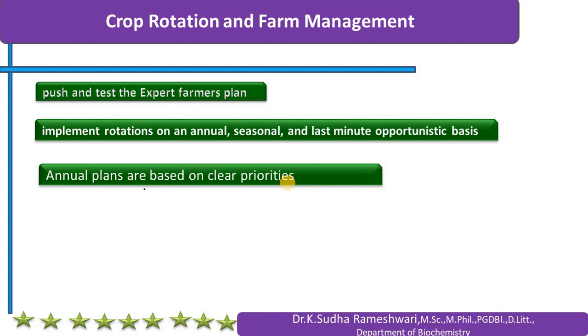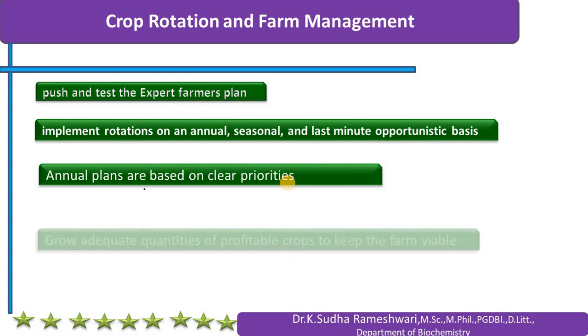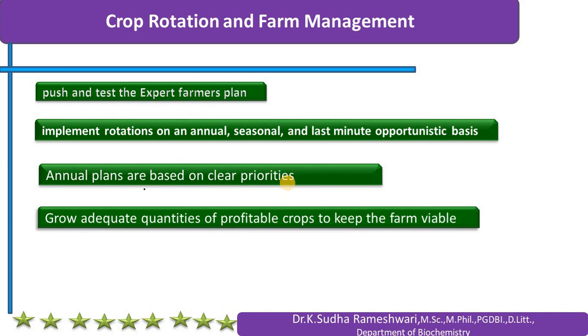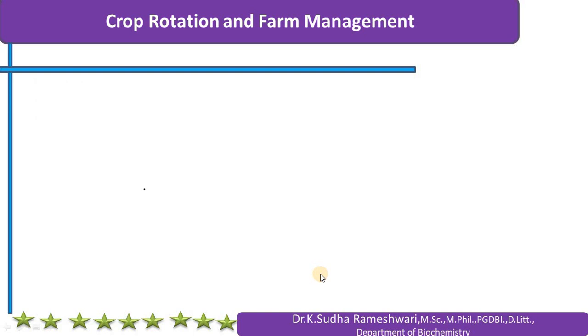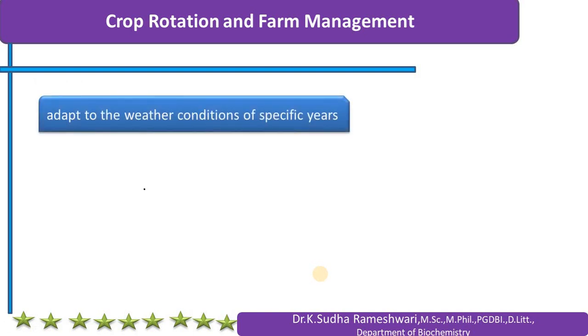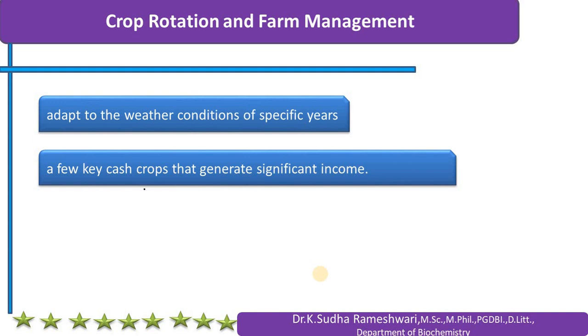Their annual plans are based on clear priorities. Each year, the paramount challenge is to grow adequate quantities of profitable crops to keep the farm viable. At the same time, farmers are designing the rotational sequences on each field. They must consider how to rotate equipment and labor efficiently across the entire farm operation. Expert farmers also adapt to the weather conditions of specific years, often by changing their crop mix and consequently the rotations. Most farmers have a few key cash crops that generate significant income.